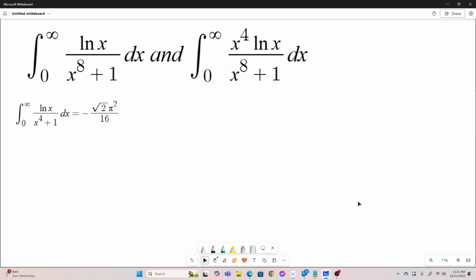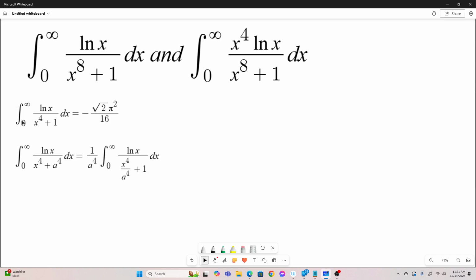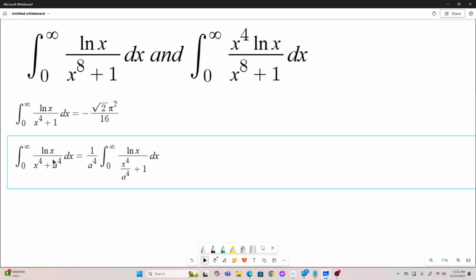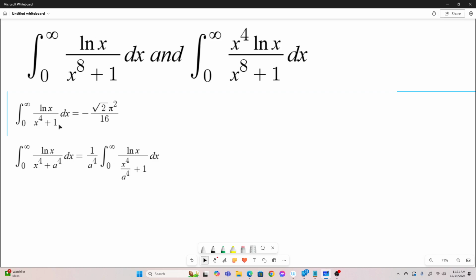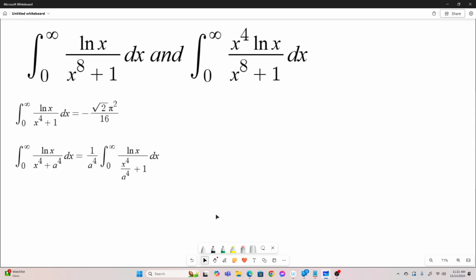Okay, next, what we're going to do is consider this integral, which is just this integral, except with an a to the fourth replacing that 1. And that's no coincidence. If you've watched my previous videos, you probably know exactly why I did that. Okay, and then from here, we factor out a 1 over a to the fourth.